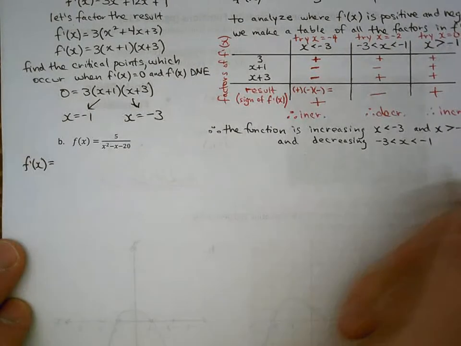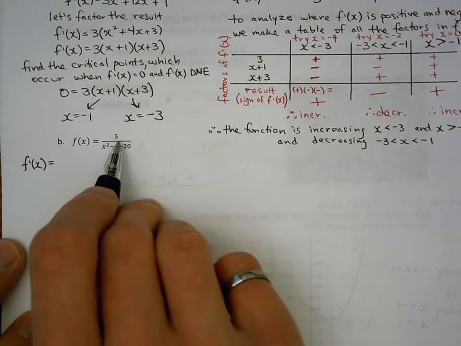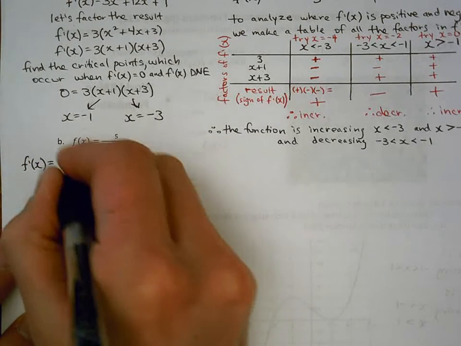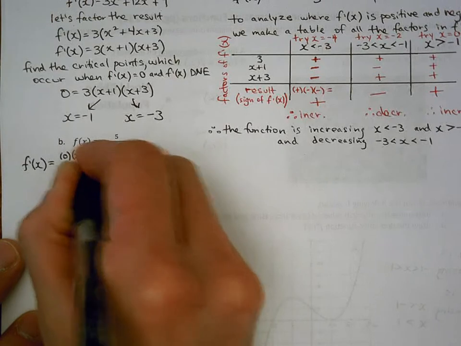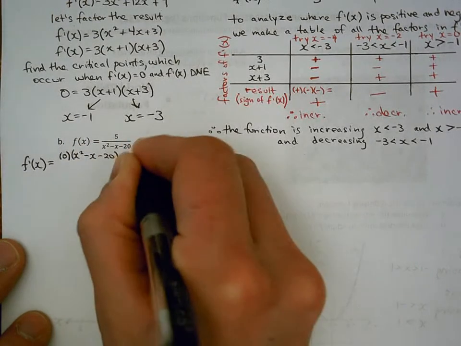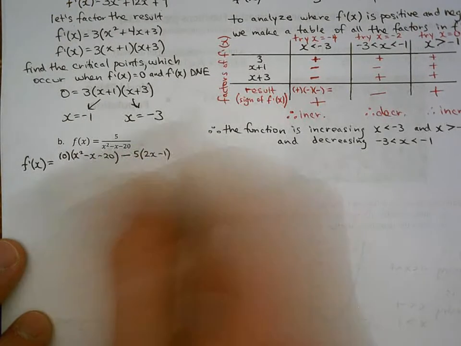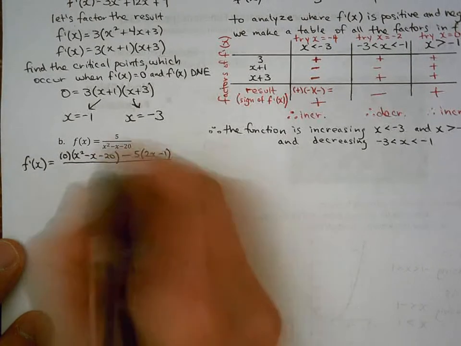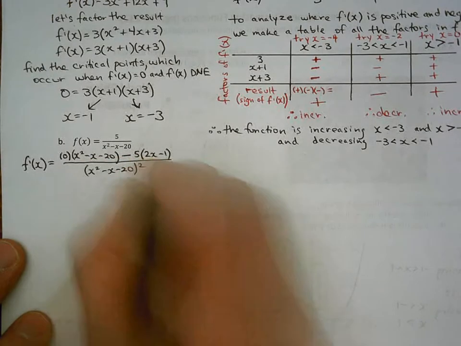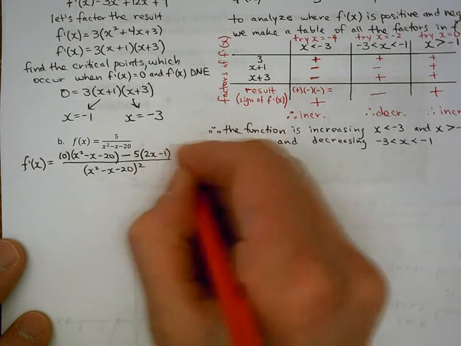You have to use something called the quotient rule. The quotient rule is the derivative of the first thing, which is the derivative of 5, which is 0, times the bottom thing, which is x squared minus x minus 20, minus the first thing, which is 5, times the derivative of the bottom thing, which is 2x minus 1, all over the denominator squared. You thought the chain rule was done? Well, it's not. Or sorry, this isn't the chain rule. Don't get ahead of ourselves. This is the quotient rule.